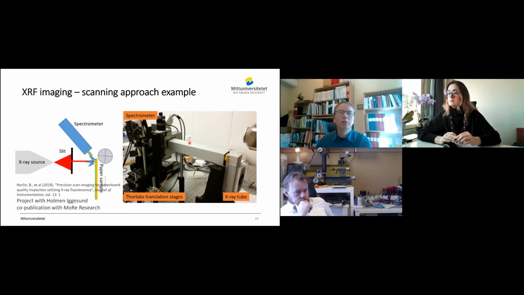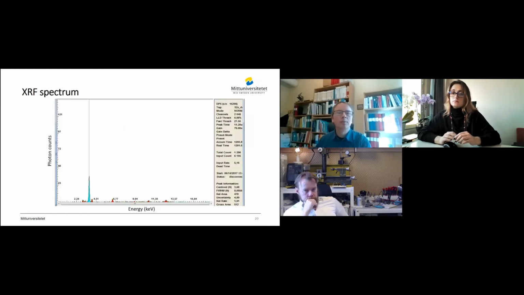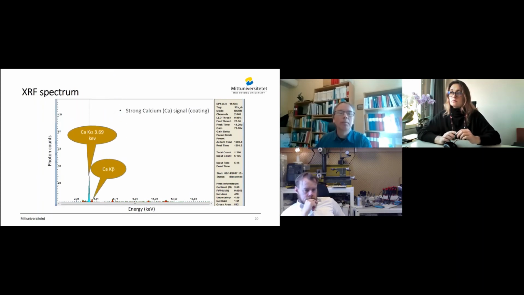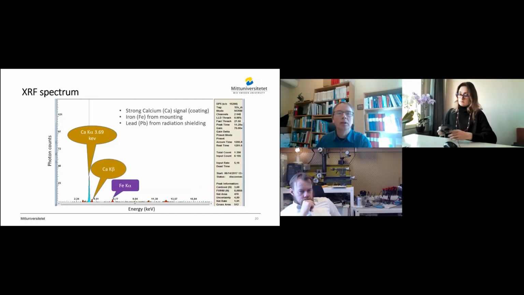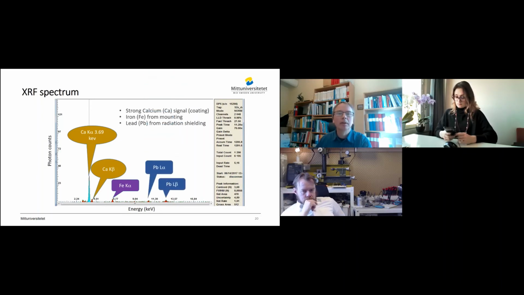We had to work a little with the shielding to get this to work, and then a spectrum could look like this. Here we have a strong signal of calcium that comes from the coating. That's good, it should be there. We have the K alpha and the K beta line. Then we also got iron from the mounting, which we try to suppress. And as we are in the radiation lab, we need shielding, so we have lead, and it comes in there.